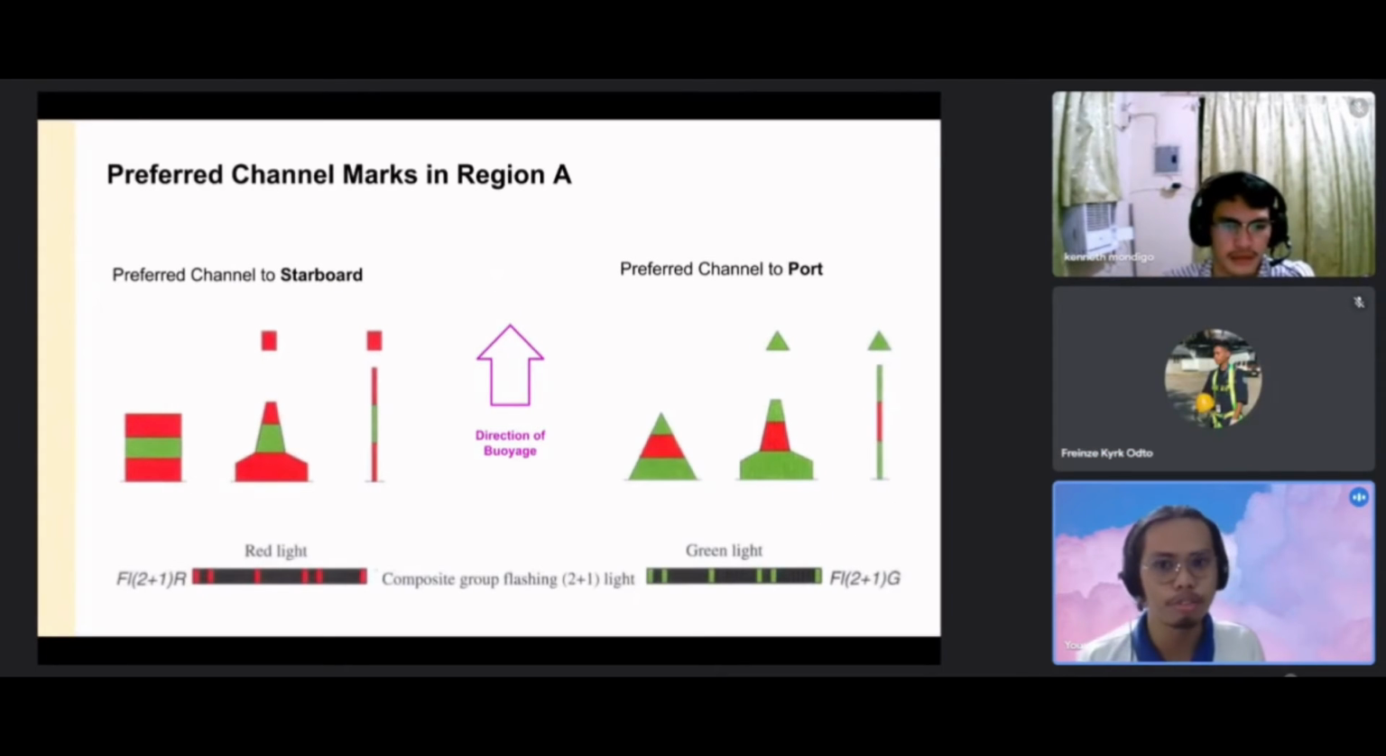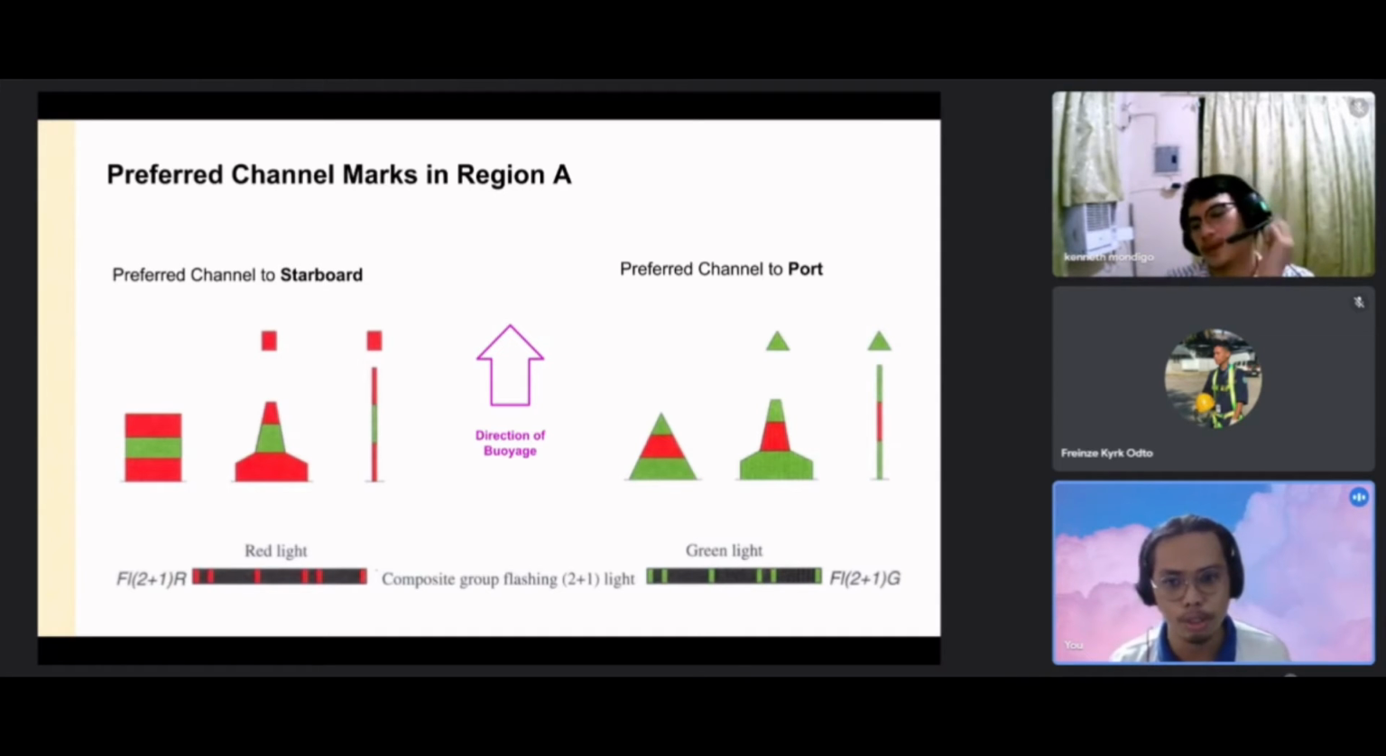Now let's talk about preferred channel marks in Region A. The reason why lateral marks show any rhythm of lights except group flashing 2+1 is that it is reserved for the preferred channel marks. In the group flashing 2+1, if it is red, it means preferred channel to starboard. On the other hand, if it is green, it means the preferred channel is to port. Again, the composite group flashing 2+1 light is reserved for the preferred channel marks in both Regions A and B.